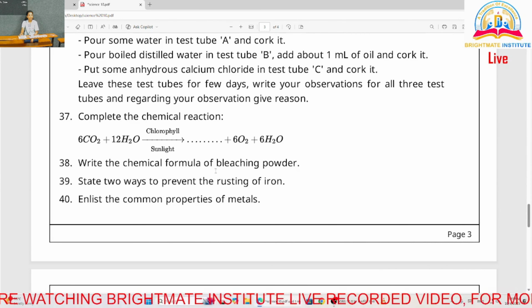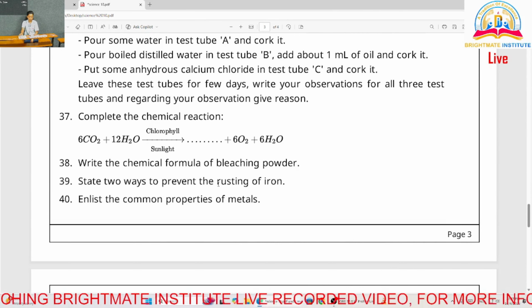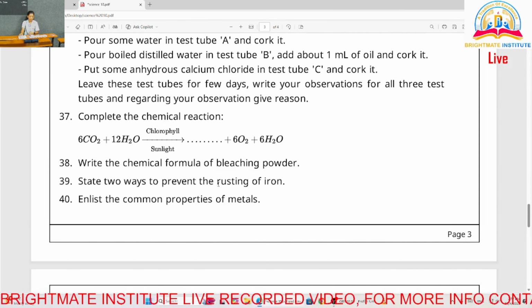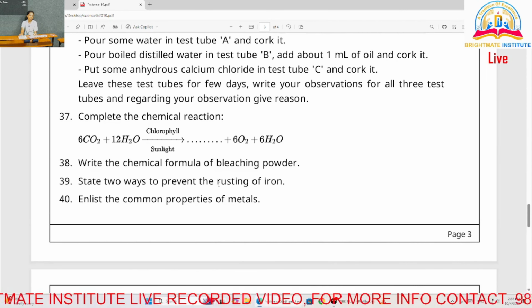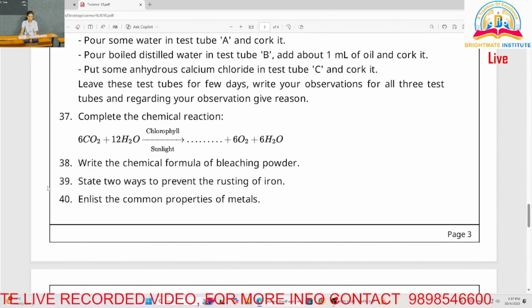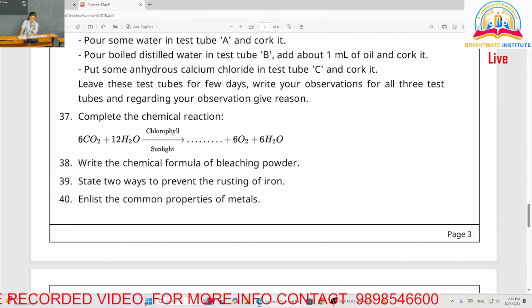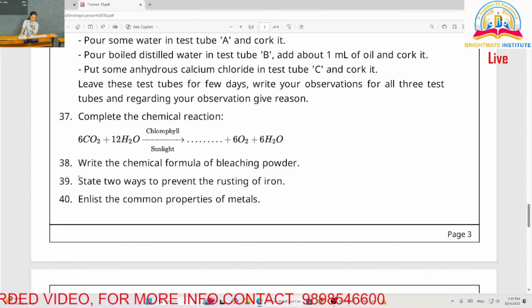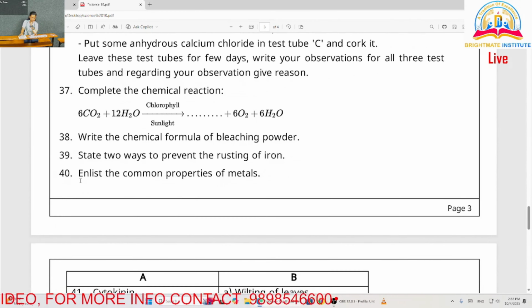Write the chemical formula of bleaching powder. So bleaching powder is CaOCl2, that is calcium oxychloride. So the answer is CaOCl2. Now 39th is 2 ways to prevent rusting of iron.